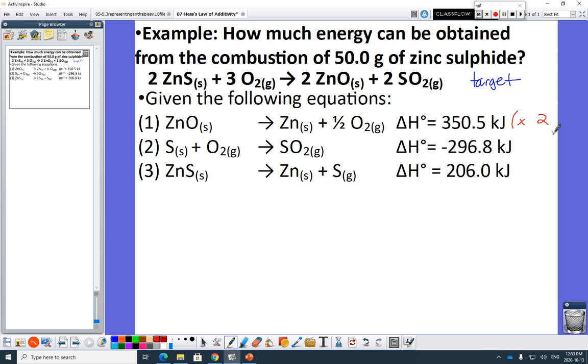Now, when it's on the wrong side, we can reverse it. That's easy to do. But when you have to flip an equation, then you have to change the sign of the enthalpy. Mathematically, what's the easiest way to do that? Multiply by a negative. Okay?